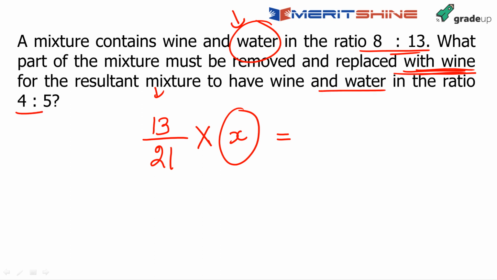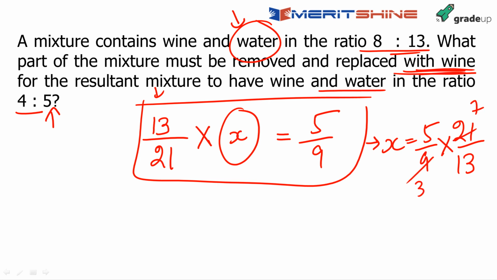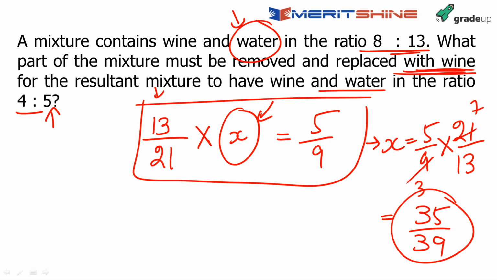Fine. So can I say that the final concentration of water would be 5 units out of every 9 units? 4:5 है ना, so 5 part is water. So this is 5 upon 9. You just do this and you get your answer straight away without manipulating the units. अब बताइए कितना होगा? So this x becomes 5 by 9 into how much is this? 21 by 13. This is 3. This is 7, and this thing gives you 35 by 39. Now this 35 by 39 should be put here in place of x.